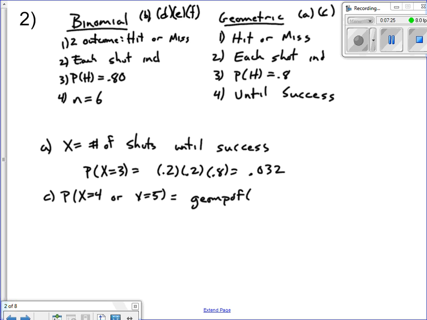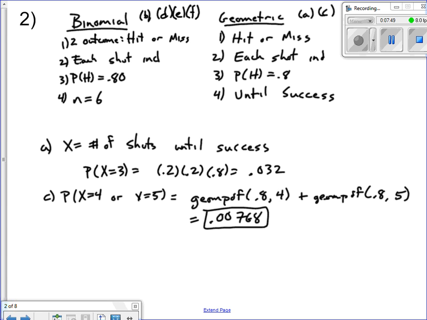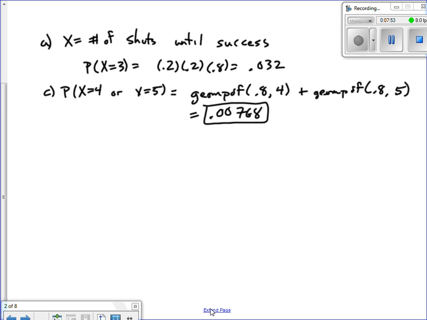And remember, if you take a look at that, the first thing you want is your probability, which is 0.8, well, 4. And then geometric PDF again, 0.8 as well, but this time we're going with 5 shots. And that is 0.00768. Not very likely that it takes that long for a very good archer to hit the bullseye. It'd be a bad day for him. So we'll take a look at B, D, E, and F now.